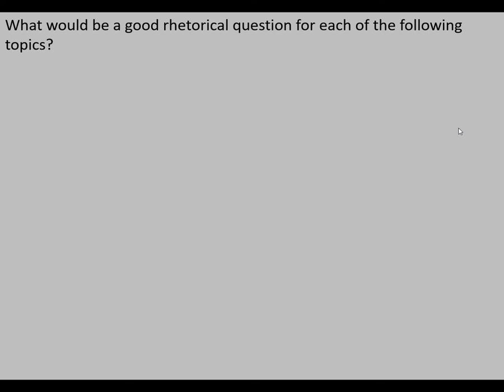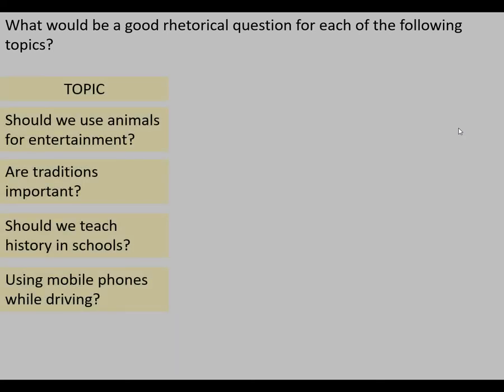Now let's practice a little bit. What would be a good rhetorical question for each of the following topics? Look at these topics now. This topic, for example, comes from Unit 1. Should we use animals for entertainment? This topic comes from Unit 2. Are traditions important? And this comes from Unit 3. Should we teach history in schools? And this last one is from Unit 4. Using mobile phone while driving?